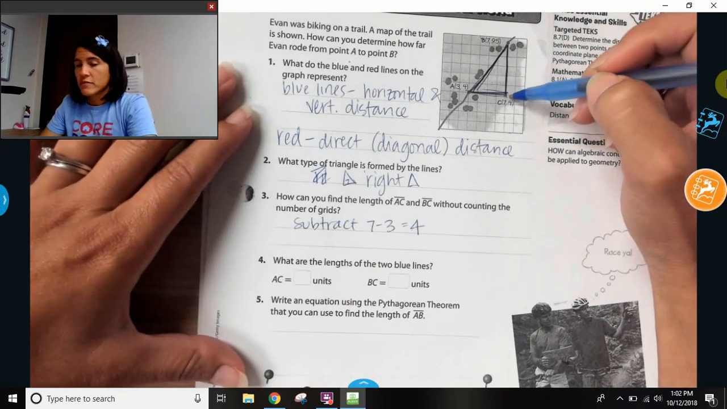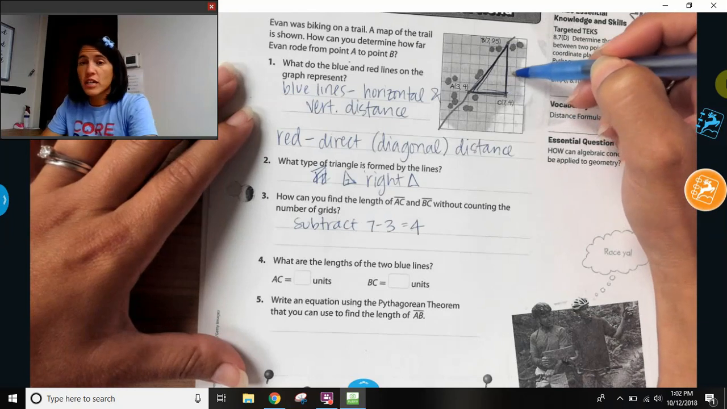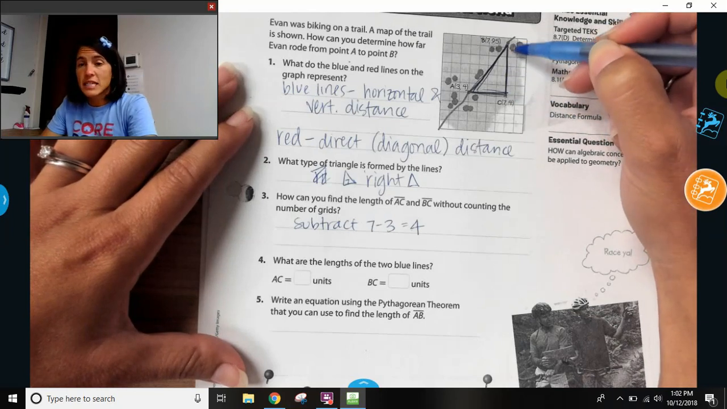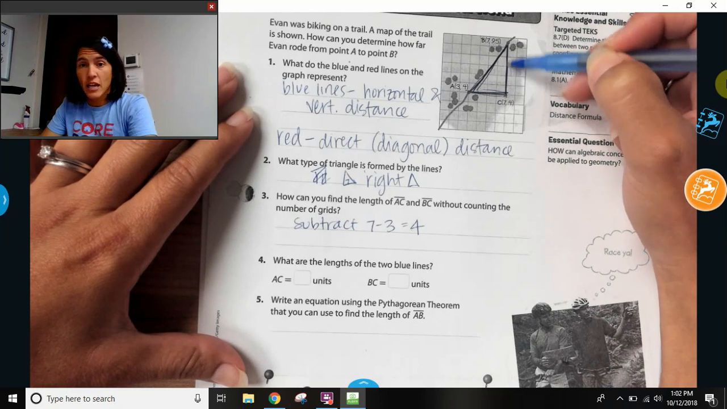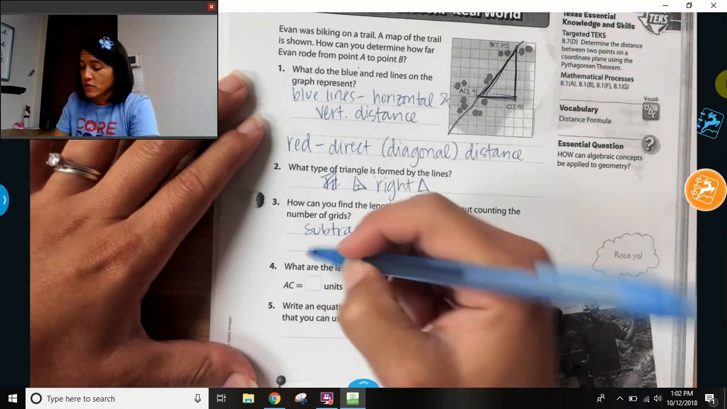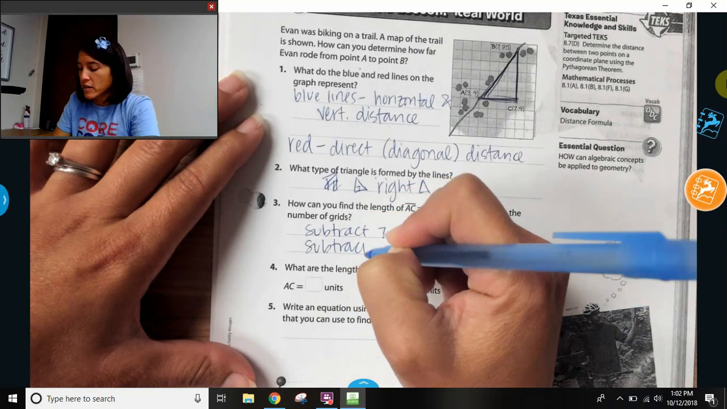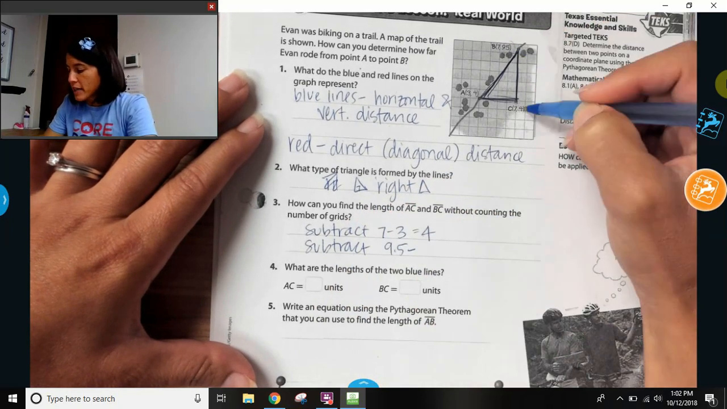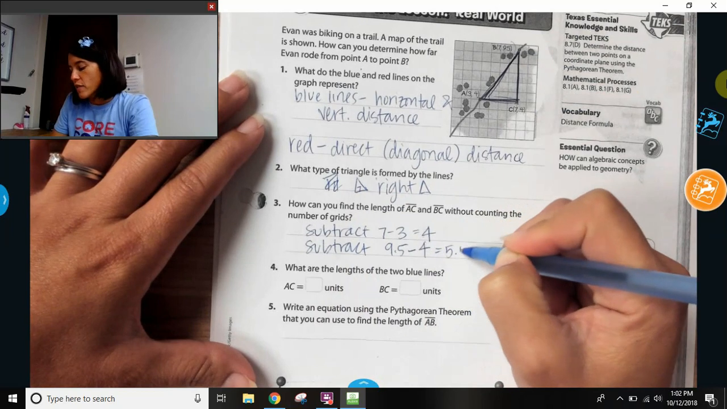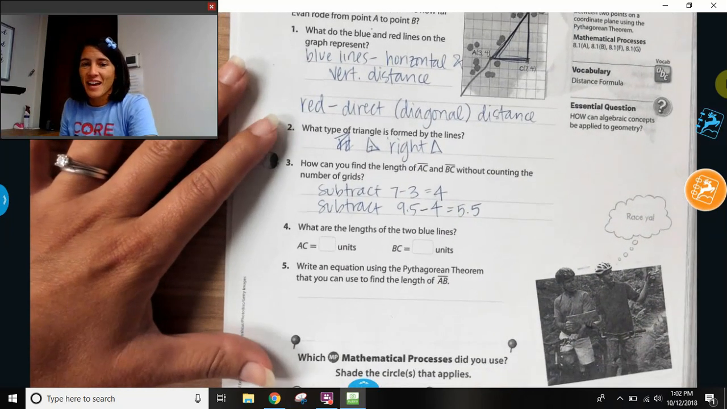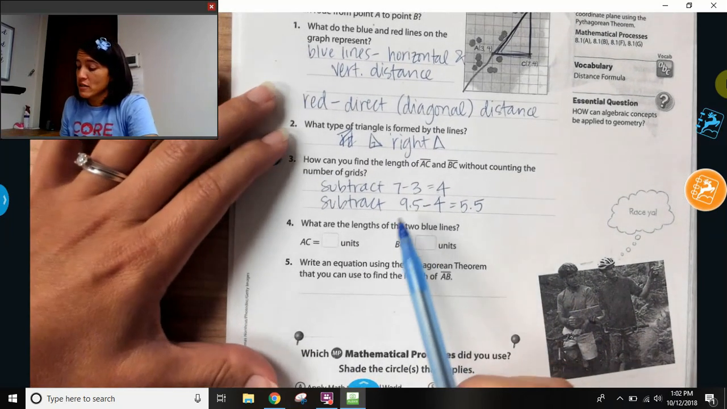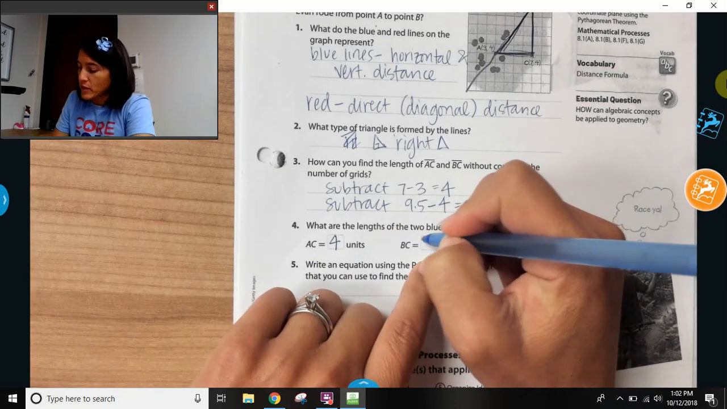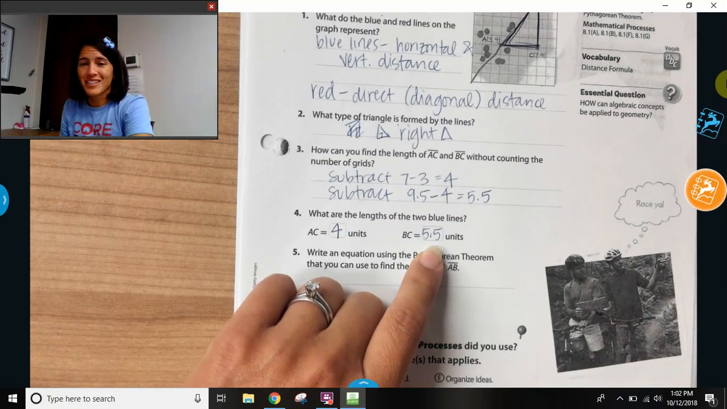And then BC, let's look at this line. Without counting, if we just counted, that would be easiest. But if we couldn't count, how could we find the distance of BC without counting? And again, the answer would be we would subtract 9.5 minus 4, which is 5.5. And then what are the lengths of the two blue lines? So AC, we said, was 4 units, and BC, we said, was 5.5 units.